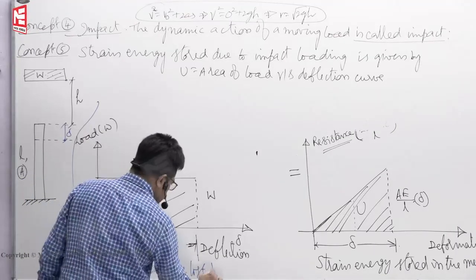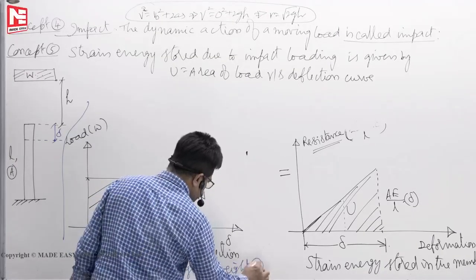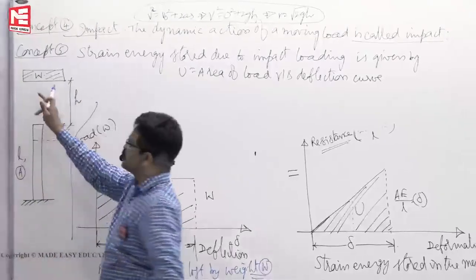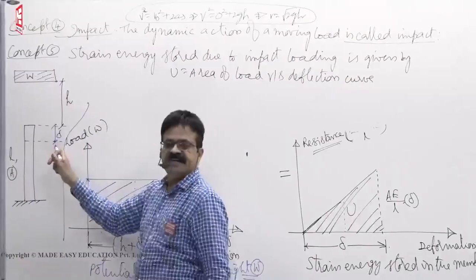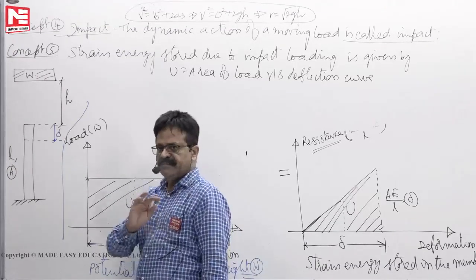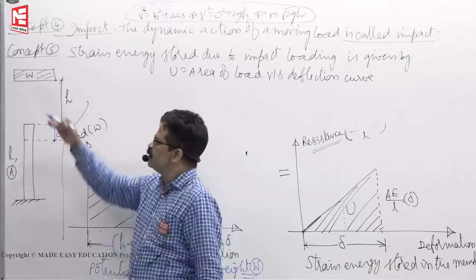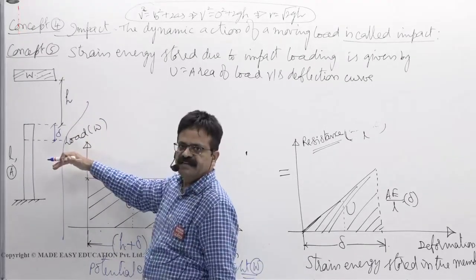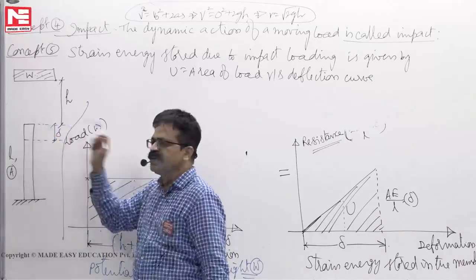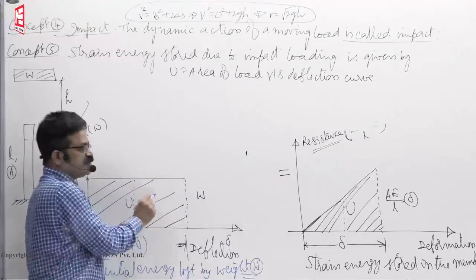Potential energy lost by weight W. And now strain energy stored. In this case, deflection of the weight W is H plus delta. Then what is the deformation of the member? Only delta. That much difference is there between the two wordings, deflection and deformation. So it deflected H plus delta, or it moved down by H plus delta, but the bar deformed only delta. So W into H plus delta is the potential energy lost.